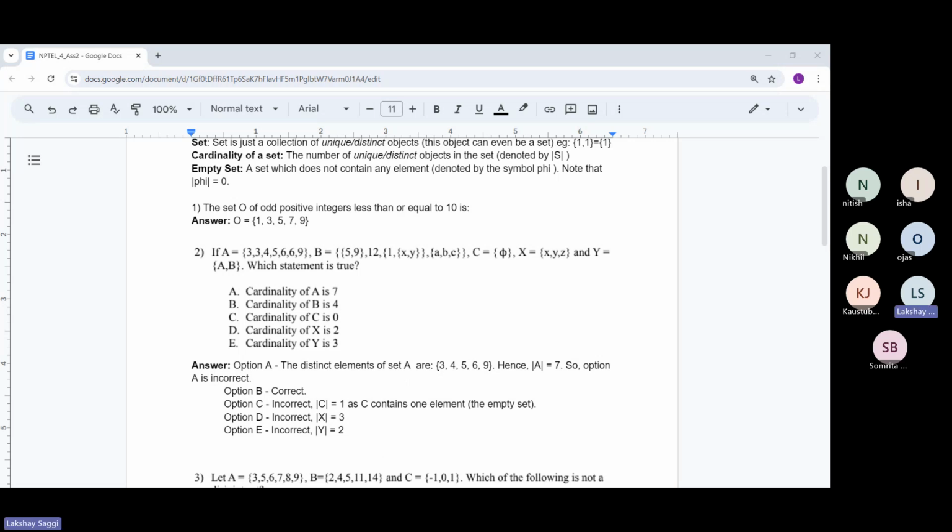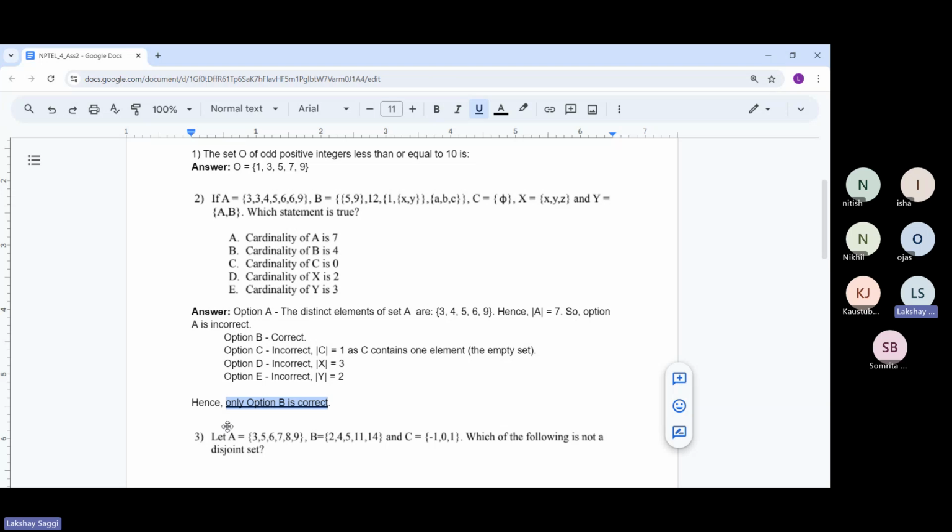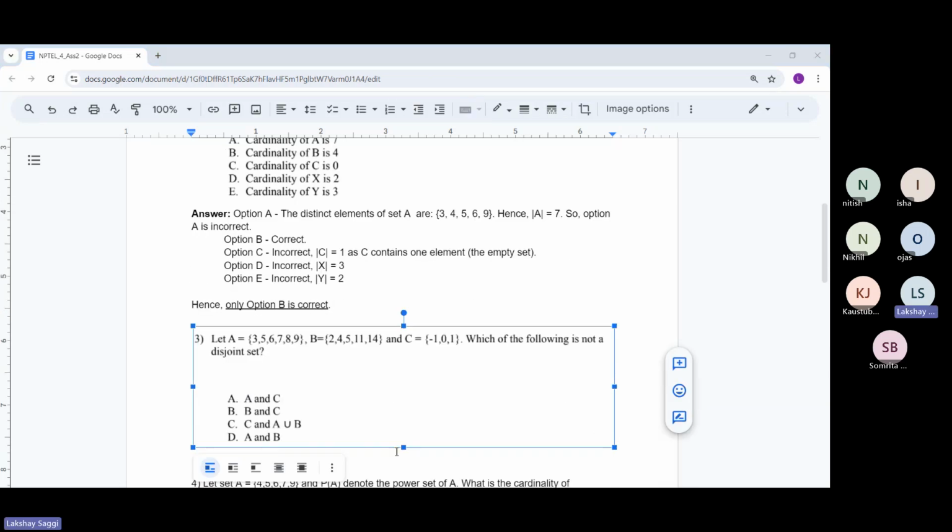While Ojas is typing this out, maybe I'll just write it here. Option A was incorrect, C was incorrect, D was incorrect, E was incorrect. The only correct option was B. So hence only option B is correct.